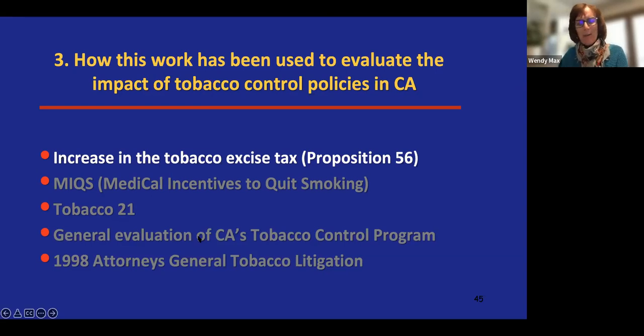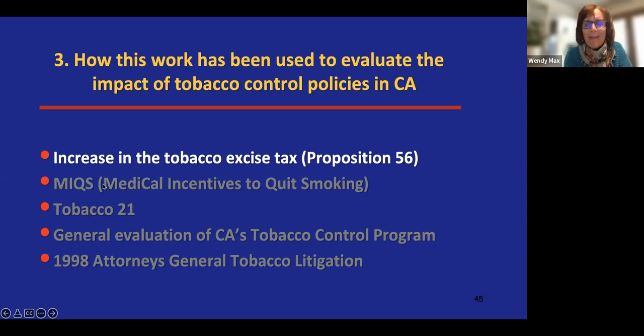Then at one point we did a general evaluation of the California Tobacco Control Program. This was a very complex dynamic model that looked out 100 years, I think, and we had very hard-to-get data to do those kinds of analyses, but we found that the tobacco control program is saving us lots of money. I'm just finishing up some work looking at Tobacco 21, which was implemented in California in 2016 but as of 2019 is national. We've looked at how it's impacting retailers, healthcare costs, and adolescent use of tobacco products.